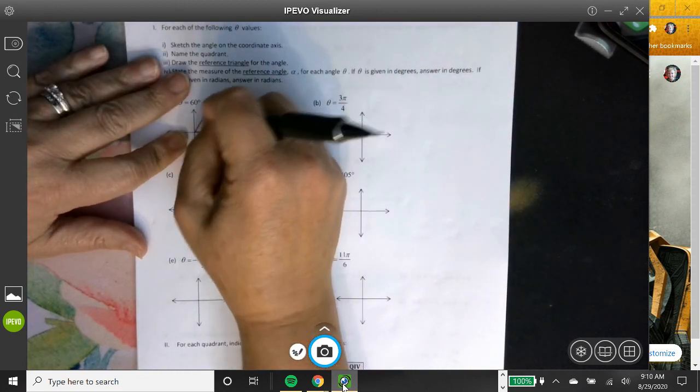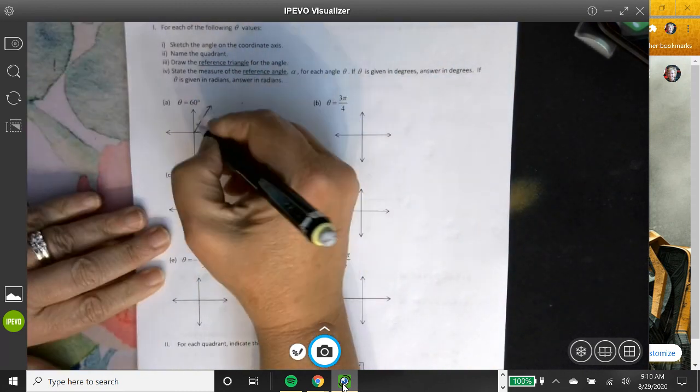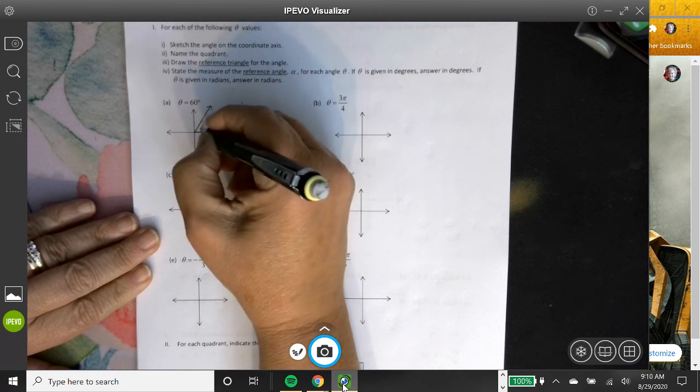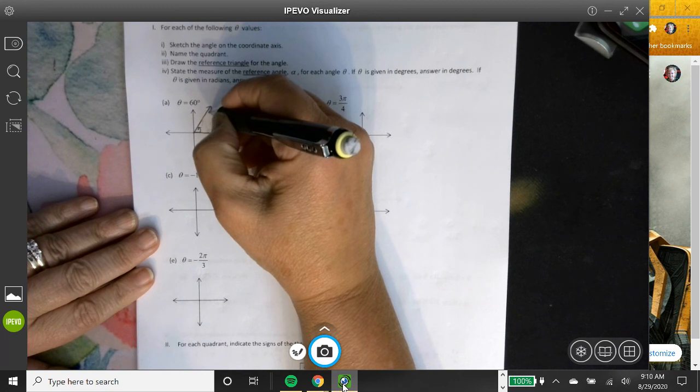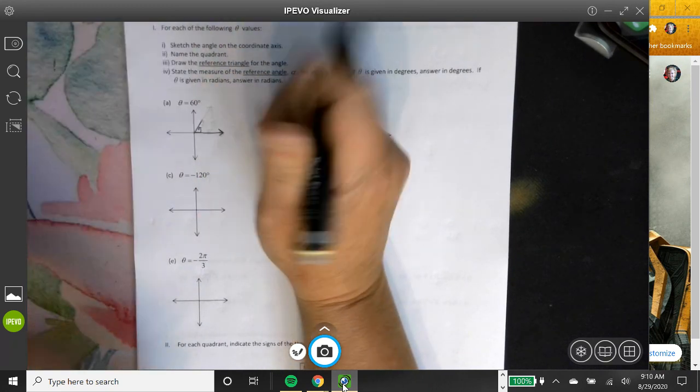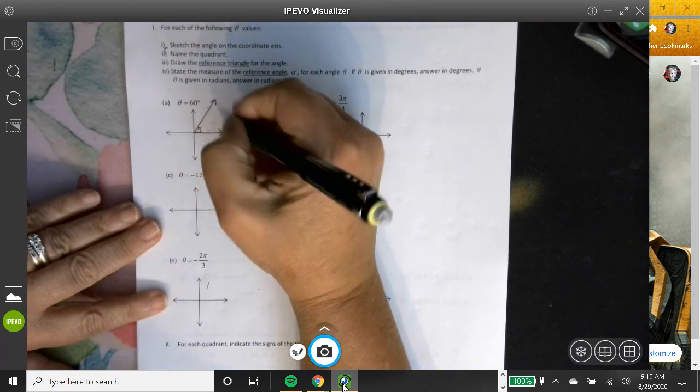that's really hard to see. Let me fix that. This angle of rotation is 60 degrees. So I'm going to make this 60 down here so you can see it's smaller. Okay. And then I'm going to draw a reference triangle. And it doesn't matter how long your side is here.